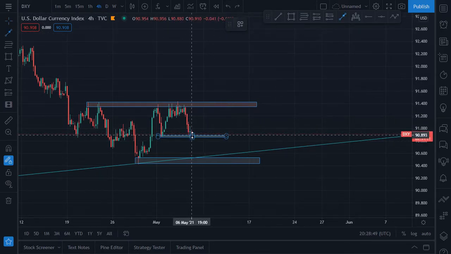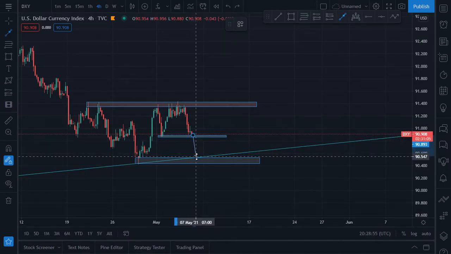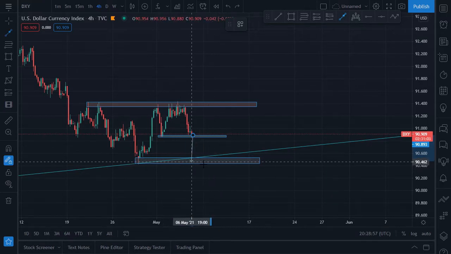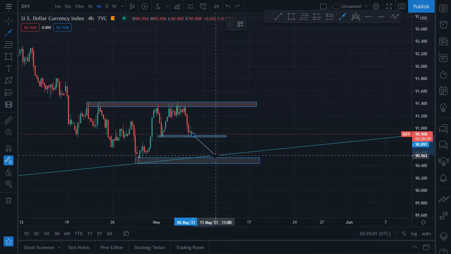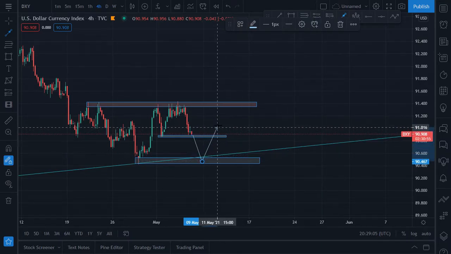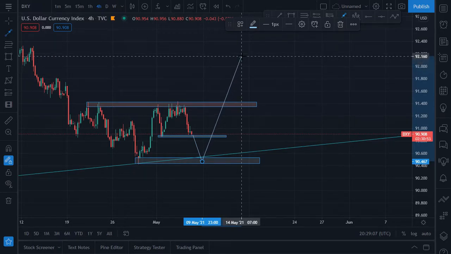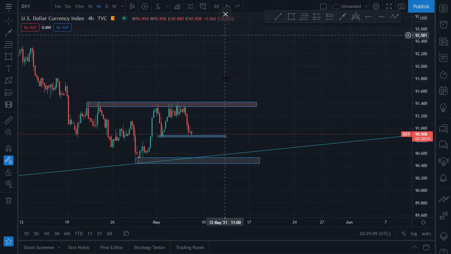Or the market can continue to go downwards, break this support level, bounce on this older support, and bounce on this uptrending support as well, and just move to the upside.